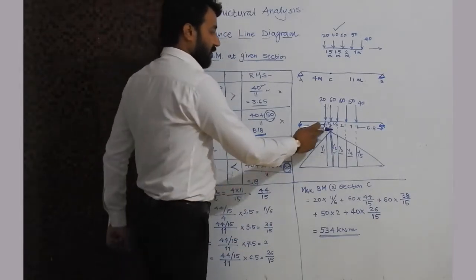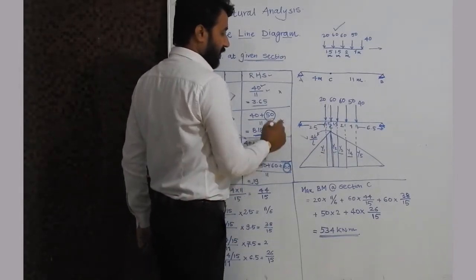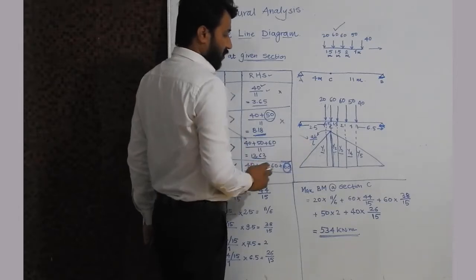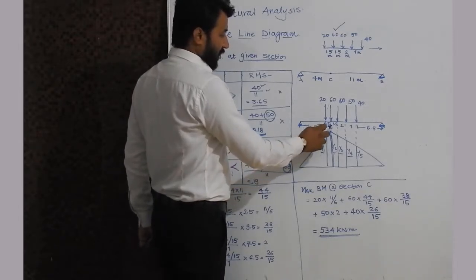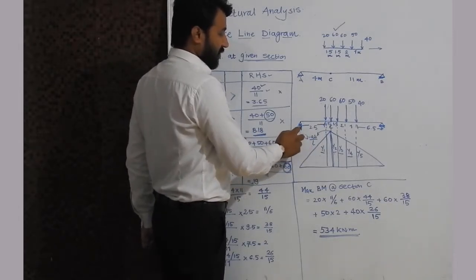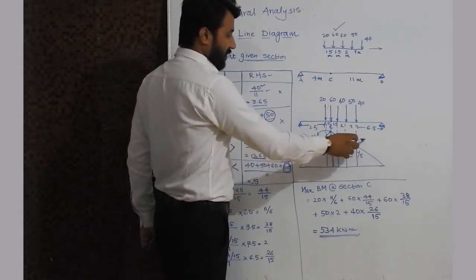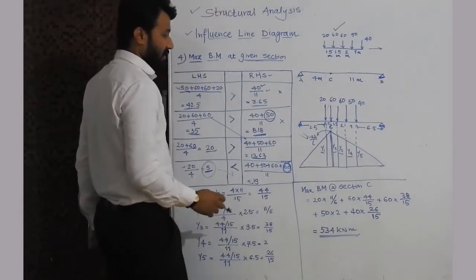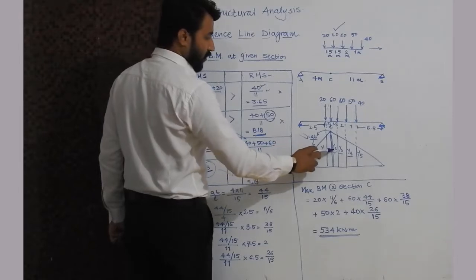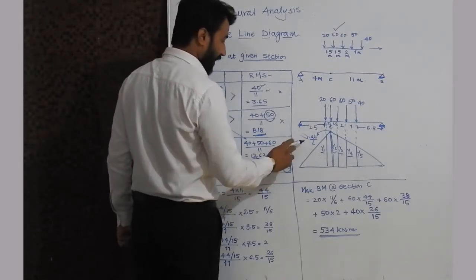Now we know that at this point the bending moment is AB by L. So the value of A we know. A is the left hand side distance, that is 4 meter, and B is the right hand side, that is 11 meter. So directly we can calculate the value of Y2 by putting these values in AB by L.